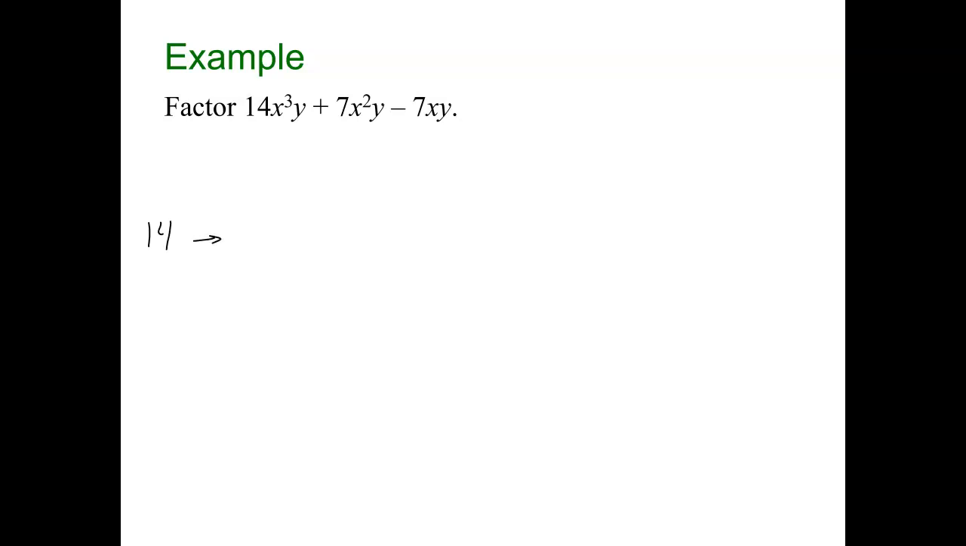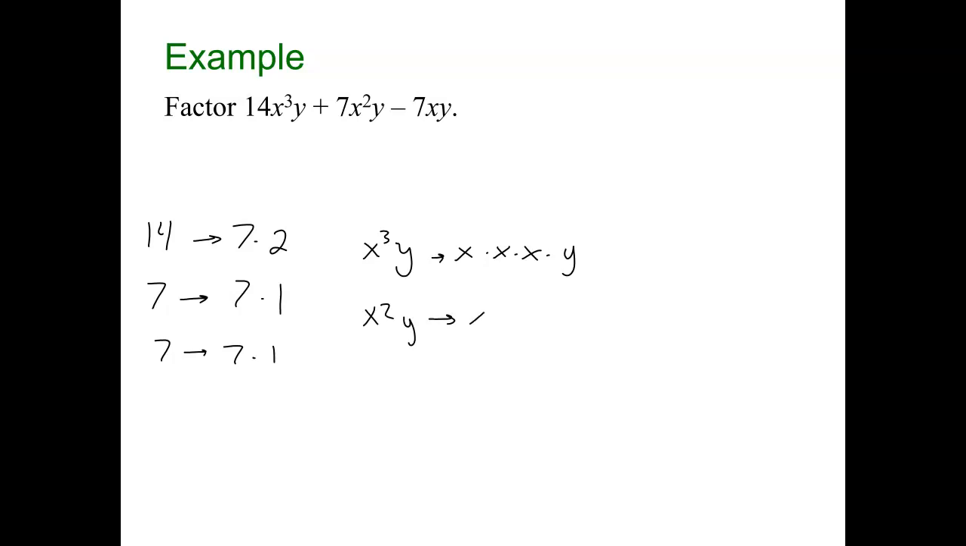What are my factors of 14? 7 and 2. Are those prime? Yeah. Okay, good. What are my factors of 7? 7 and 1. 7's prime, right? And then I've got another 7, so I've got 7, 7 and 1. Okay, so there's my factors of each of those. Now, I have x to the third y, which is 3 x's and a y. I've got x squared y, which is 2 x's and a y. And I've got xy, which is an x and a y.